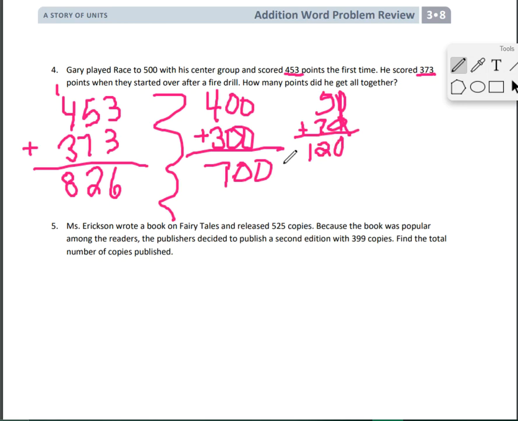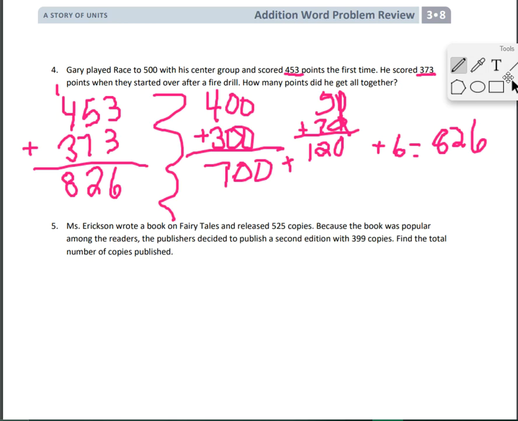So we're at 700 plus 120, and then 3 and 3. I'm not even going to write that out. That's just 6. 700 plus 120, that's 820 plus 6. Yep, still at 826. Either way, you're getting the right answer. Do what makes the most sense to you. Math is not one size fits all. Some things work better for some people and others work better for different people.